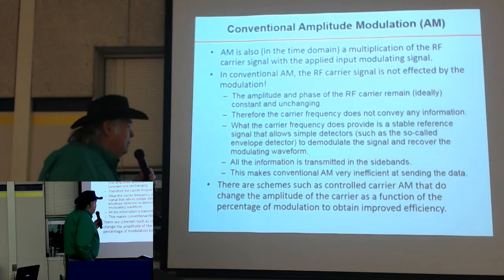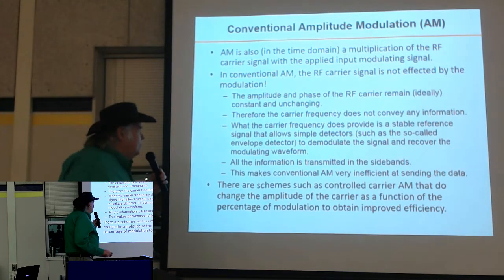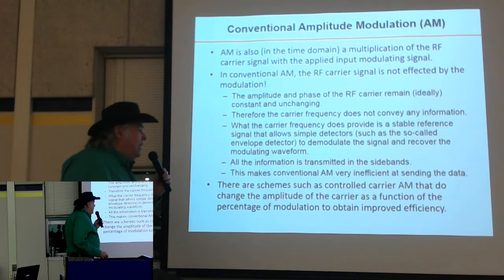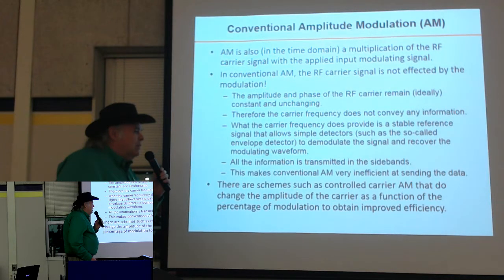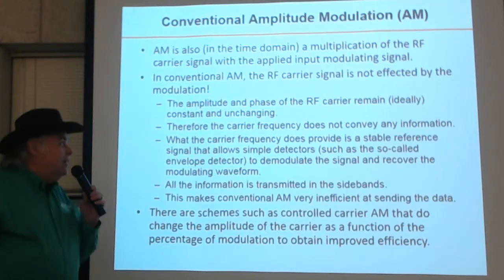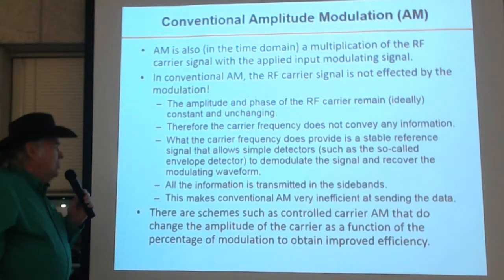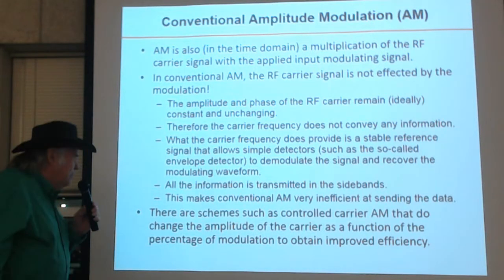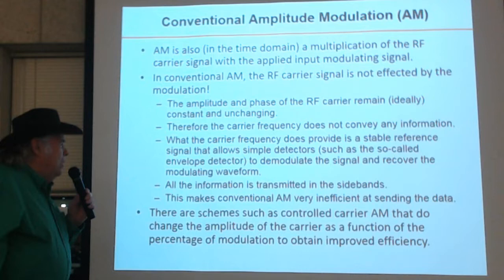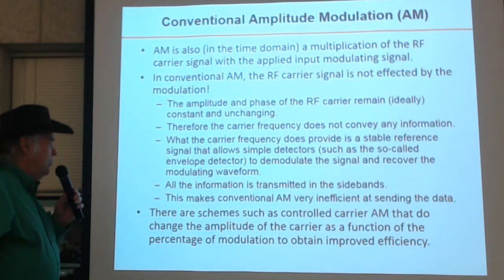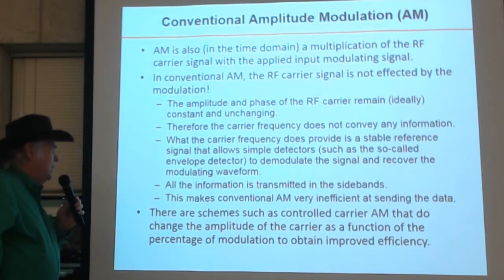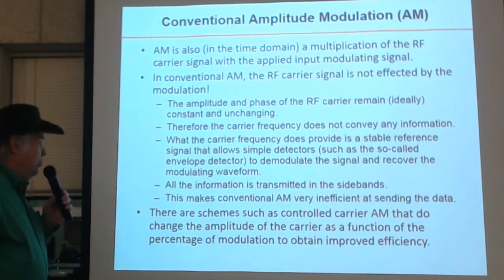However, the carrier does do a good thing for our conventional AM broadcast stations, and that is if you're using a simple diode detector, so-called envelope detectors, it provides the reference signal to allow those to demodulate the signal and recover the modulation waveform. So that's the one thing that the carrier does do for us. But the problem is it makes the AM very inefficient, and we'll get into the numbers in the next slide.